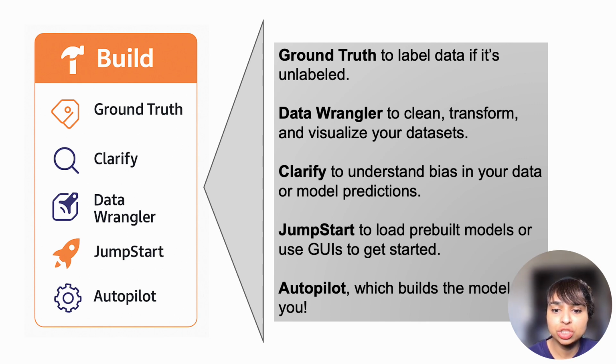The next one is JumpStart. It's perfect if you don't want to write code at all. You can pick from dozens of pre-built models, image classifiers, sentiment analyzers, even protein structure predictors, and launch them in a couple of clicks. And lastly, Autopilot is like your lazy but smart scientist tool.